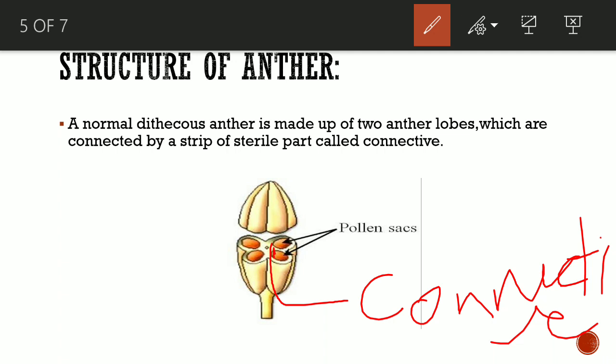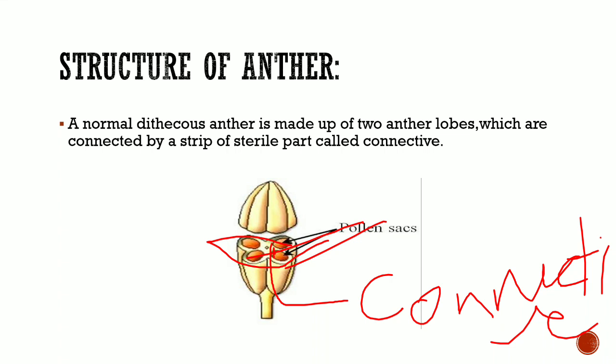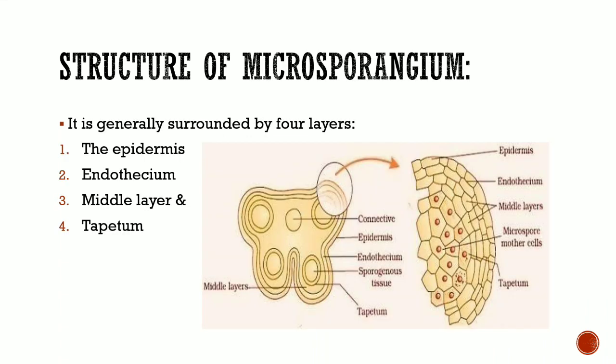Two anther lobes contain four elongated cavities of pollen sac or microsporangium in which pollen grains are produced. These are the pollen sac. Now, what is the structure of microsporangium? The microsporangium is generally surrounded by four layers.